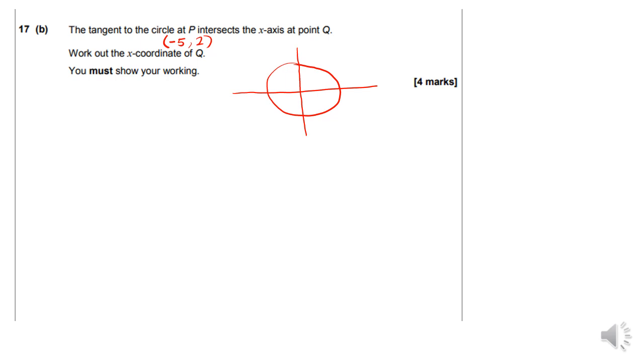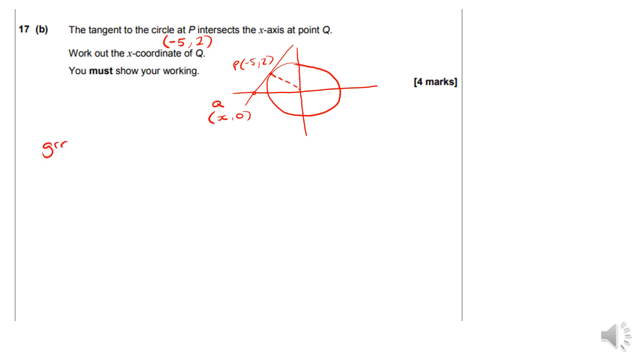We know that at (-5, 2), that's point P. Just jot that on, negative 5 and 2. And we're thinking about the tangent here hitting the x-axis at Q, and we're looking for the x coordinate of Q. We know that the y coordinate is 0, by the way, because it's hitting the x-axis. So here it's all about gradient, because we know the gradient of the radius there. It's going 5 across and 2 down.